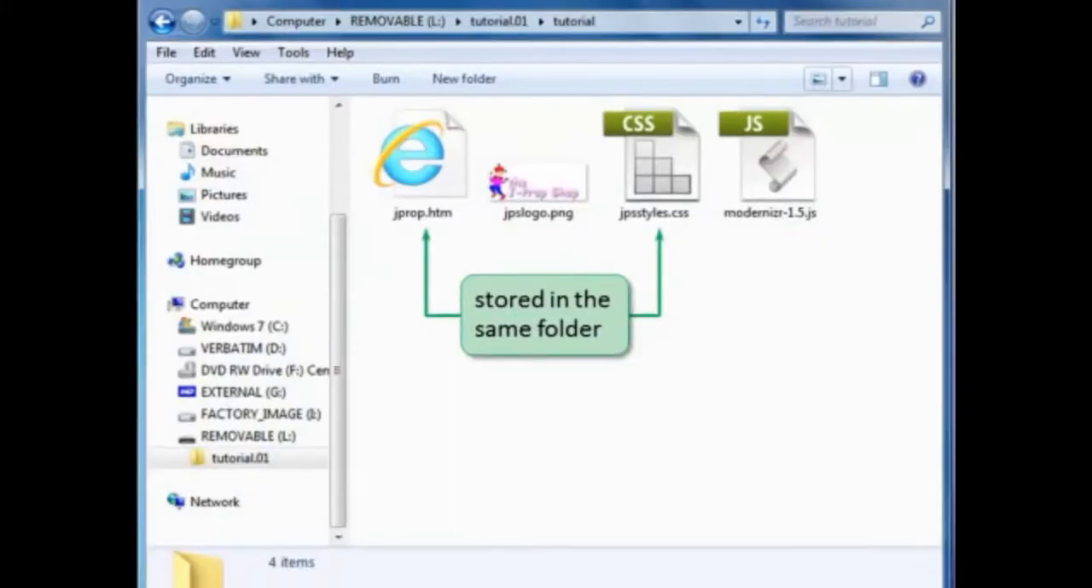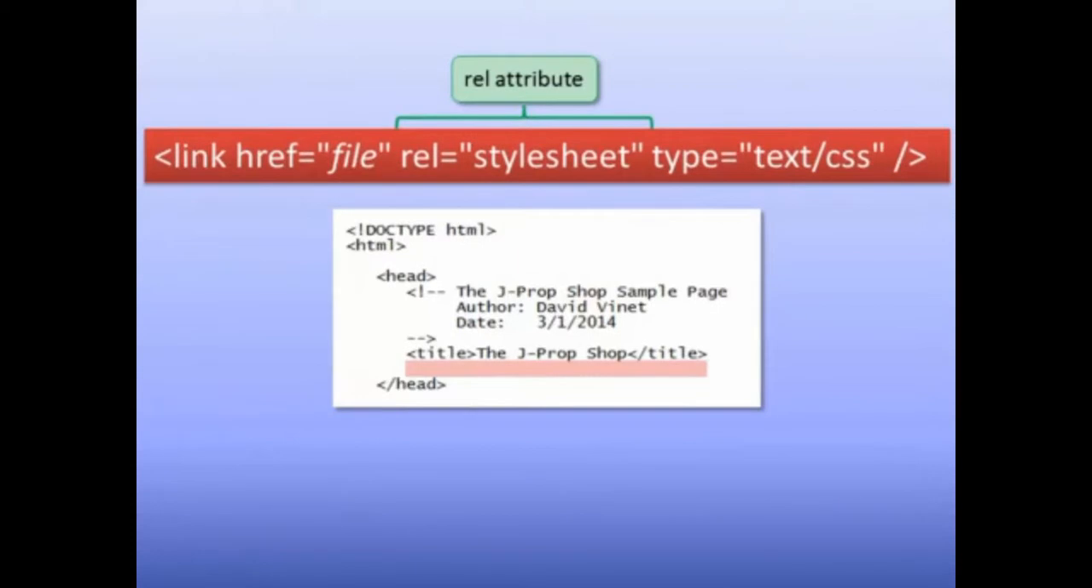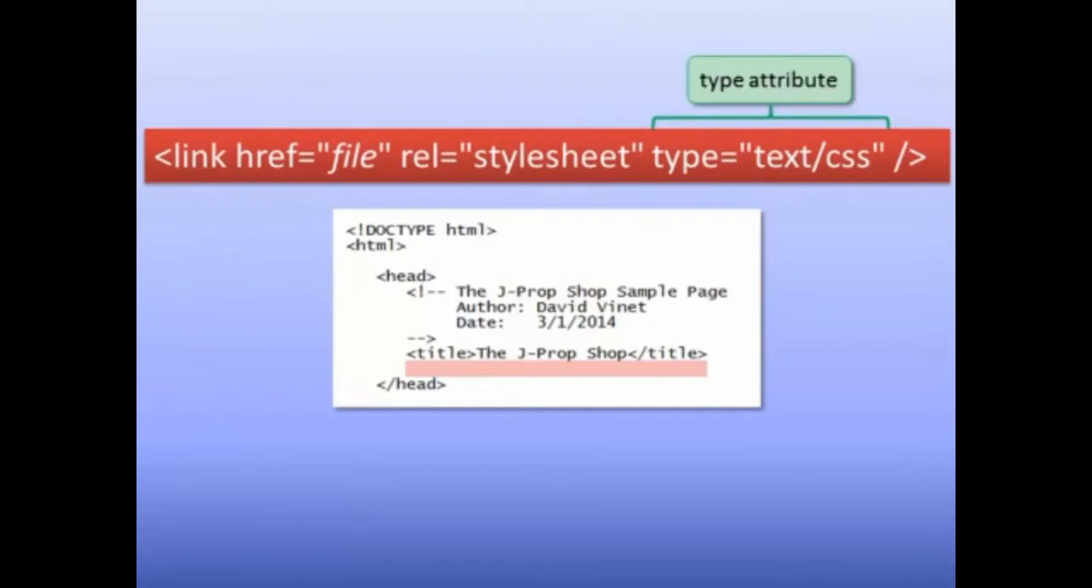In this case, the jpsstyles.css file is stored in the same folder as the jprop.htm file, so you don't need to specify the folder, just the file name. The rel attribute indicates that the specified file is an external style sheet, and the type attribute indicates the style sheet language, which is CSS in this case.